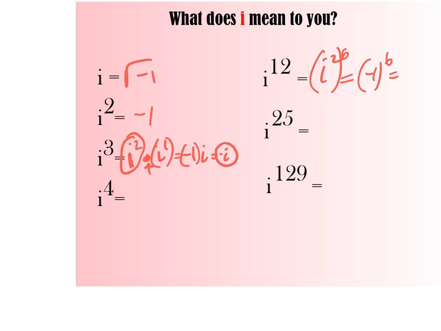How about i to the 25th? That's an i squared, but it won't work perfectly because I can get it to be the 24th. That'd be i squared to the 12th. But there's a leftover i, so I put times i. That's negative 1 to the 12th. An even number, it's going to make them all cancel. So that's just i.